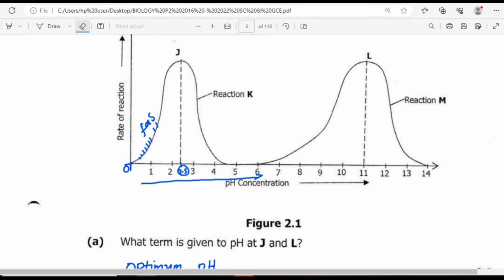Now, after this 2 point something, or 2.5, maybe at this point 2.7 somewhere here, we find that the reaction K started to slow down. Why? It's because something happened to the enzymes. At this point they were working at their best point. Then after that the enzymes became denatured. So what is to denature?